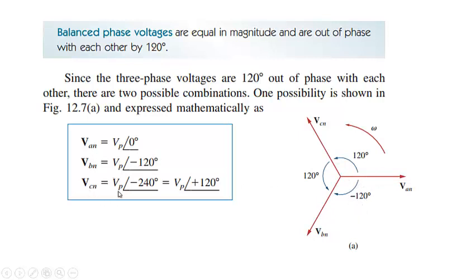And VCN is VP at an angle of minus 240 degrees. This is minus 240 degrees. It is also 120 degrees ahead. You can see it is plus 120 degrees as well. That's why I told you that lagging 240 degrees is also equivalent to leading 120 degrees. This is how the three voltages will look like.